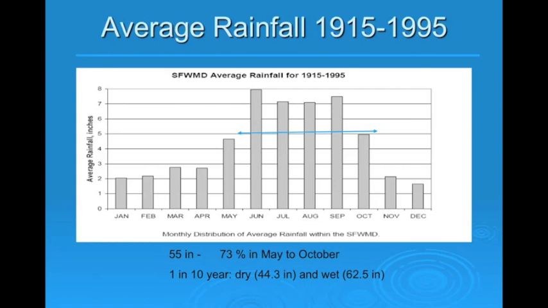We talked about rainfall. The annual distribution is about 55 inches, and about three quarters of that falls in the rainy season between May and October. So that's right in this range. You can see a little bit of the distribution between wet and dry months, and that 55 can go as low as 44 every 10 years or so, just judging from historical averages, and can go up to 62.5 inches on a wet year. So that's a little bit of the picture for water availability.